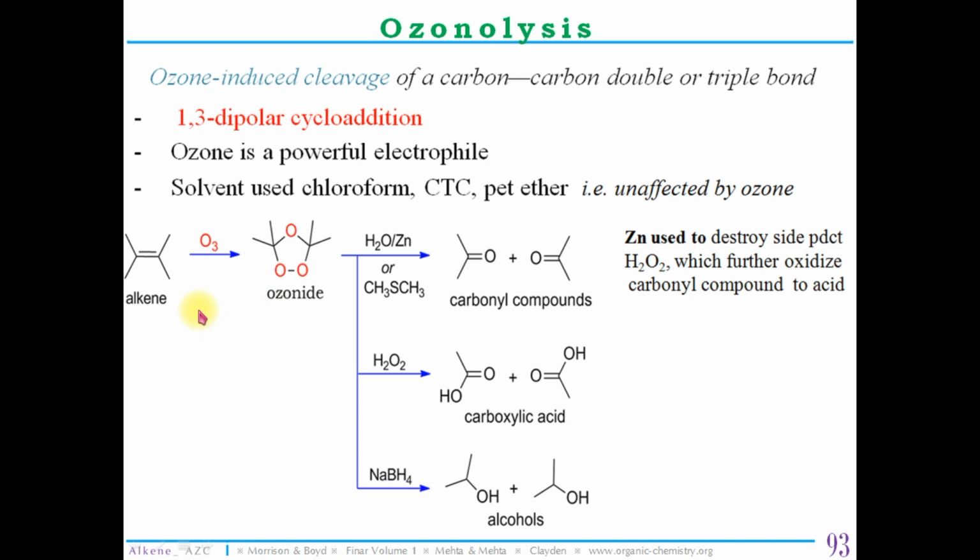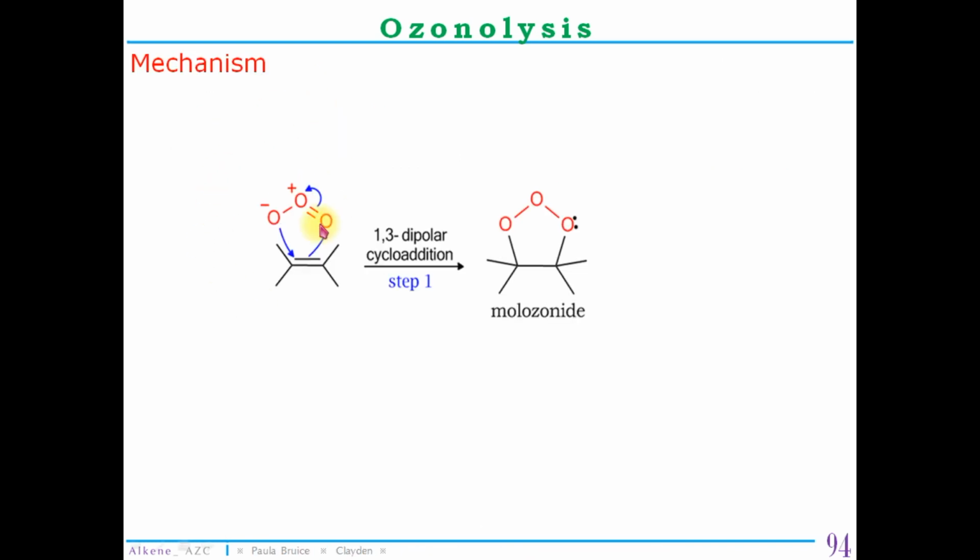This is the reaction of 1,3-dipolar cycloaddition. In the mechanism, in the first step ozone interacts with the alkene and gives the cyclic intermediate molozonide. This step is 1,3-dipolar cycloaddition. It is cycloaddition because it gives a cyclic intermediate. But why is it 1,3-dipolar? It is because we have a 1,3-dipole, which is ozone.